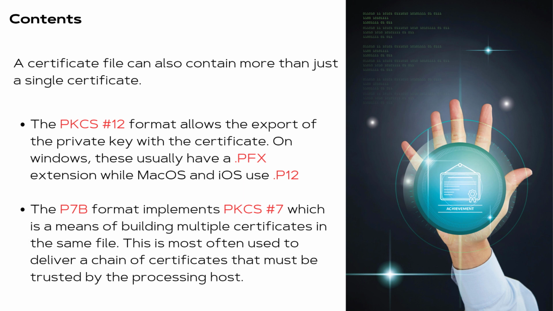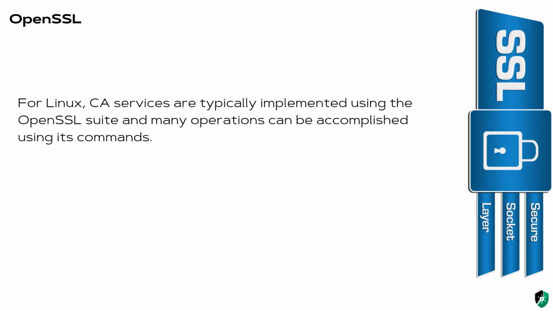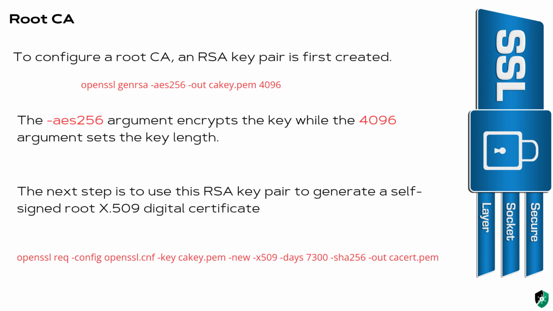But you also have another format, the P7B. This implements the PKCS number 7, which is a means of bundling multiple certificates in the same file. So a single certificate file can have multiple certificates in it. This is most often used to deliver a chain of certificates that must be trusted by the processing host. Now, OpenSSL for Linux: certificate authority services are typically implemented using the OpenSSL suite, and many operations can also be accomplished using its commands. Now, speaking of the commands in here, there's a few of them.